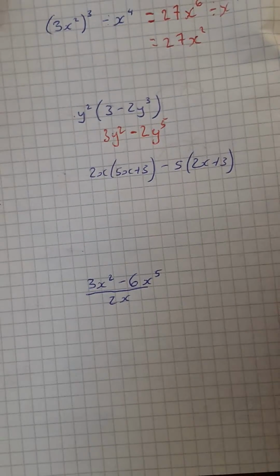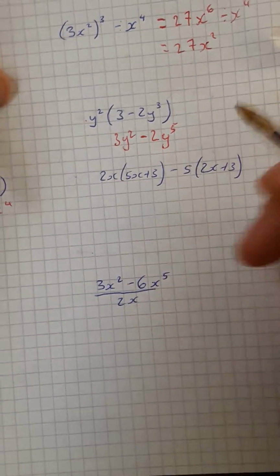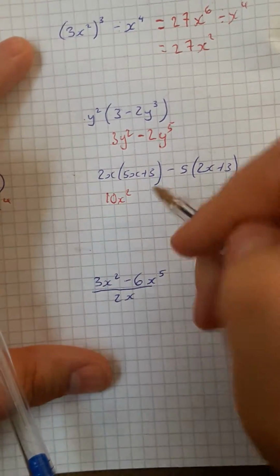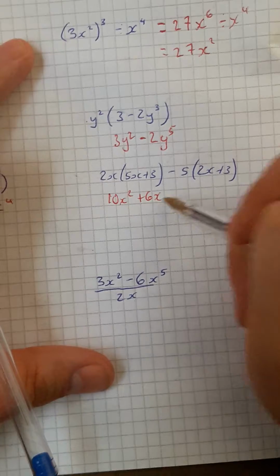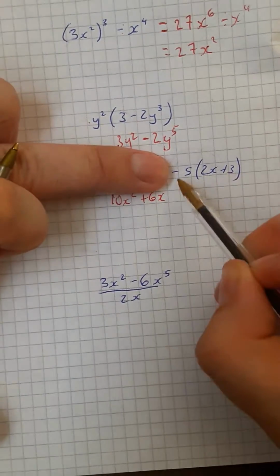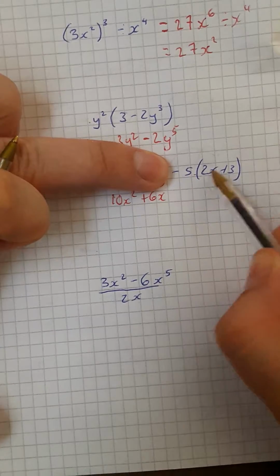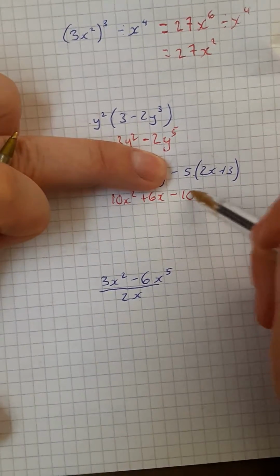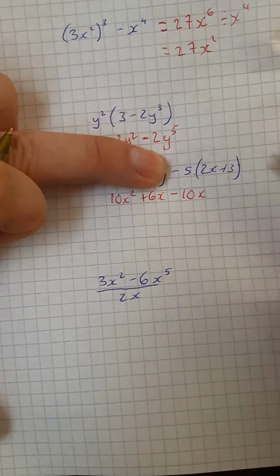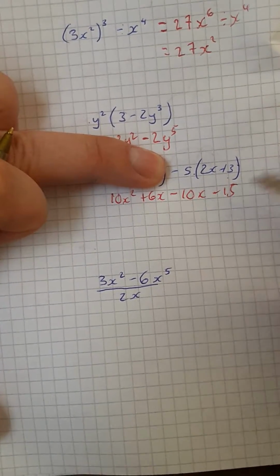And last but not least of example 2, again, just take it slowly. There's never a rush, right? So 2x lots of 5x plus 3, well, that's 10x squared. 2x times 3 is 6x. Minus 5 times all of these, you can just basically ignore this and just expand it as it is. So minus 5 times 2x is minus 10x. And minus 5 times 3 is minus 15.